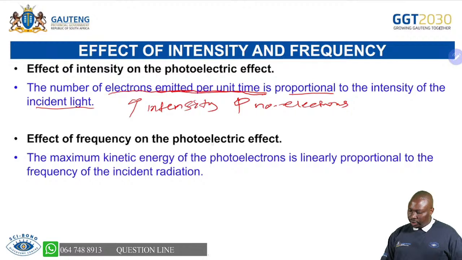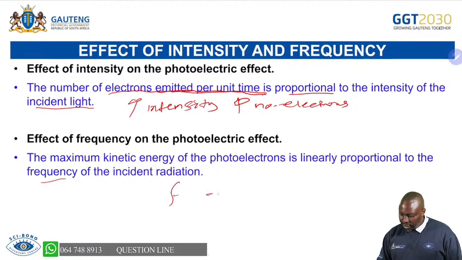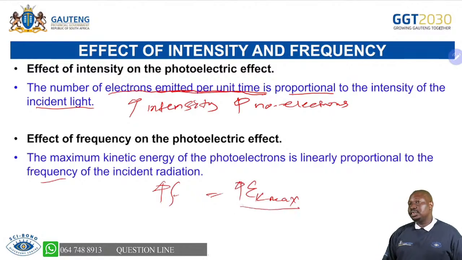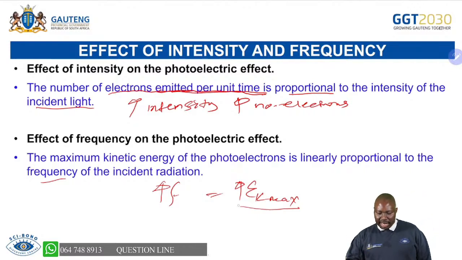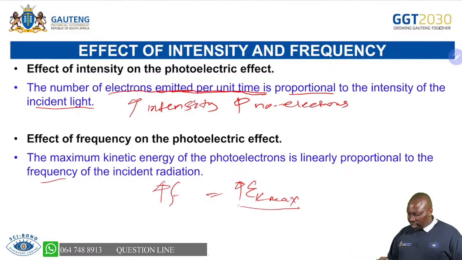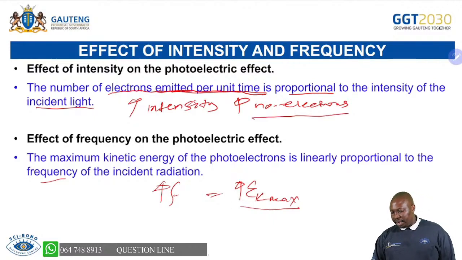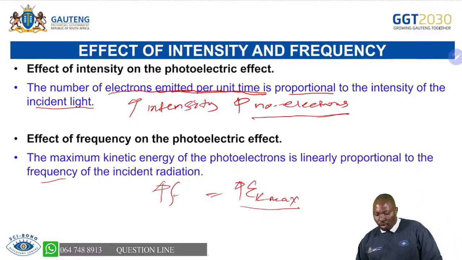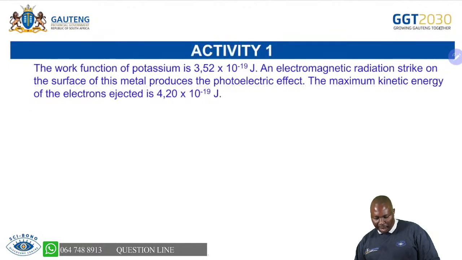What is the effect of frequency on the photoelectric effect? We are saying the maximum kinetic energy of the photoelectrons is linearly proportional to the frequency. So when we increase frequency, it will affect EK max. When you increase the frequency, the rest of that energy will be converted to kinetic energy. So this is what will affect EK max, not intensity. Intensity affects the number of electrons that are ejected. So I hope that will help you now as we start dealing with questions and activities.